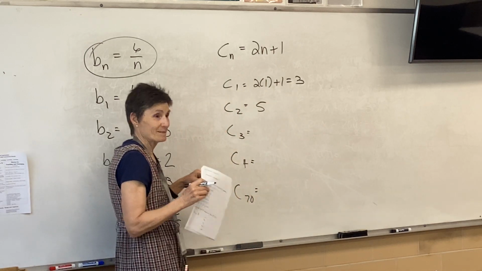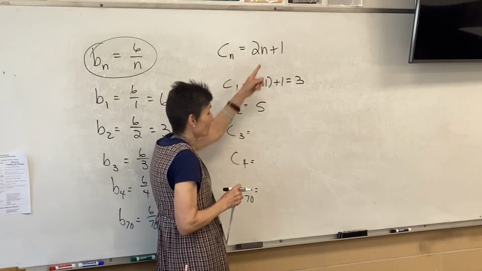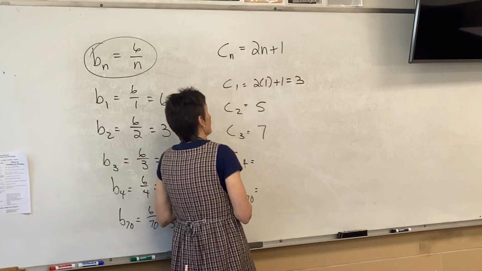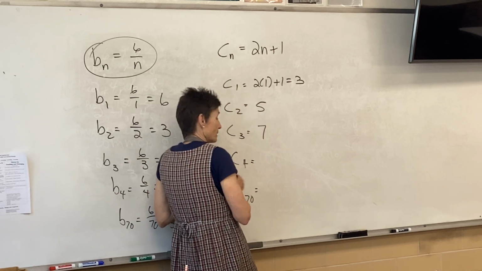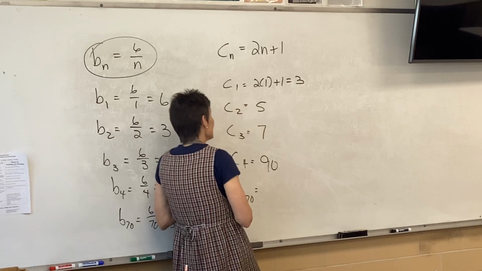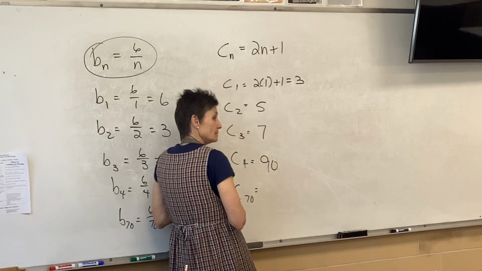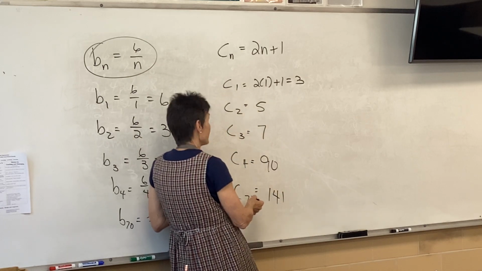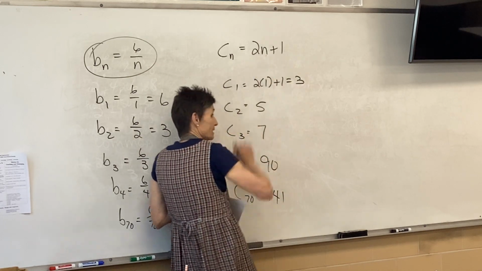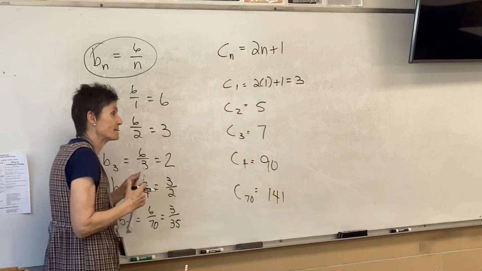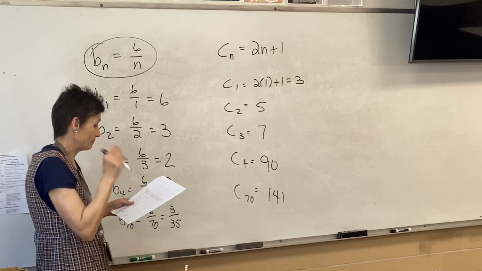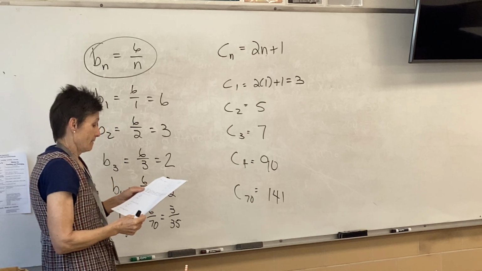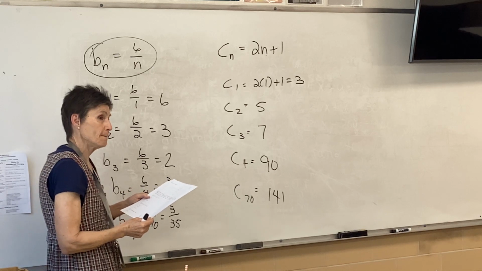And then if I plug in 3, I'll get 7. 4 gives me 9. And then 70 would give me 141. All we're doing when we say C sub 70, we're letting n be 70. So we put 70 in there. 2 times 70 plus 1. Okay?